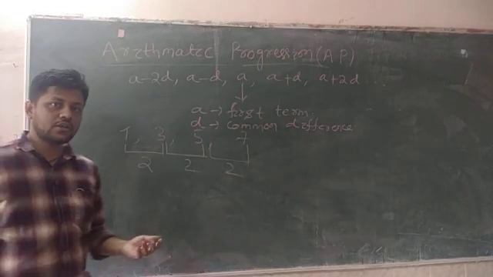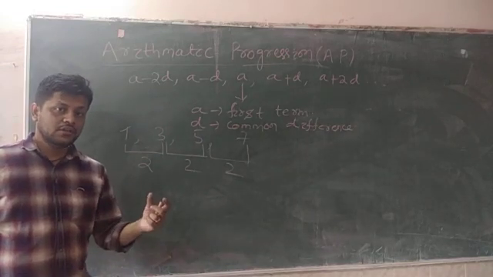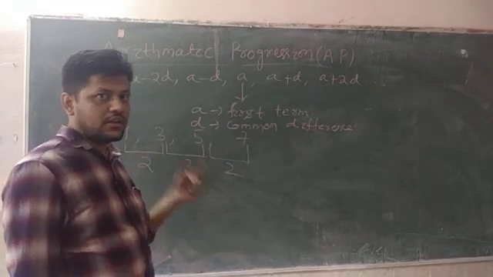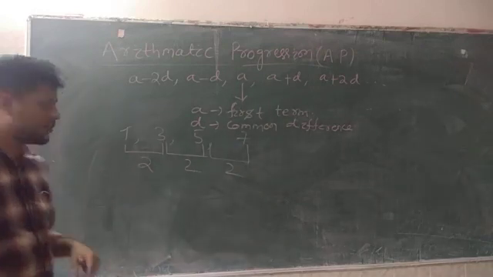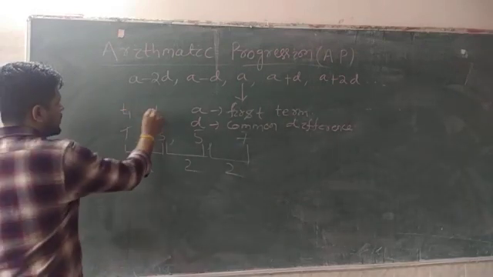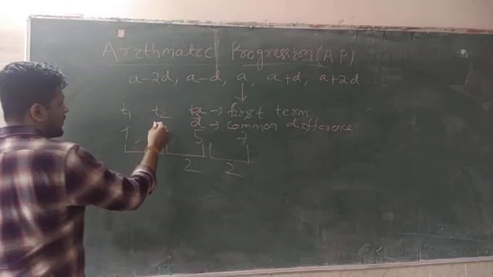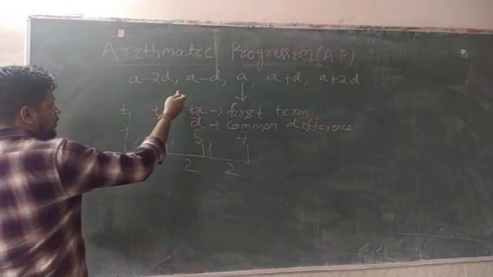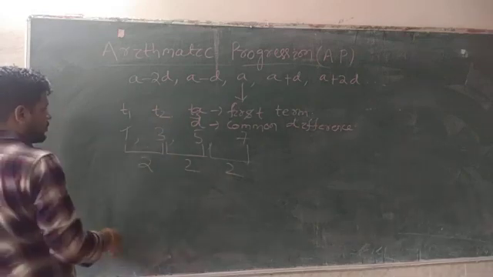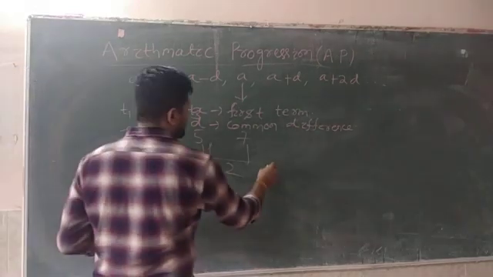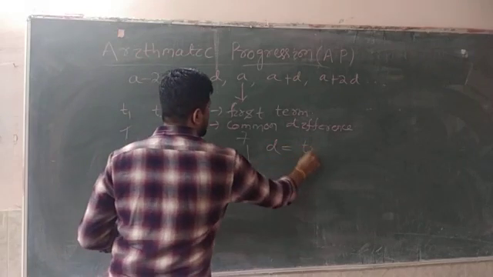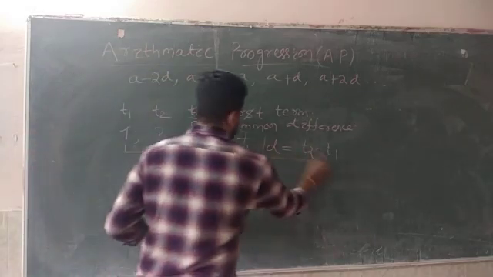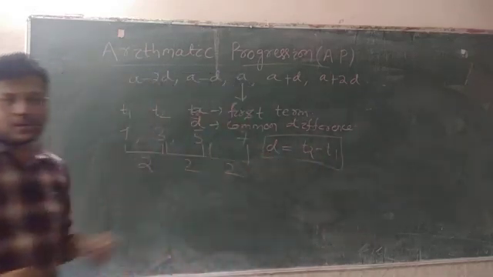So in arithmetic progression, the terms must differ by only some common difference, that is constant. How to find that common difference? Suppose this is your T1 term, this is your T2 term, this is your T3 term. You have to subtract T1 from T2, subtract T2 from T3, like that. So the common difference d is equal to T2 minus T1, like that.